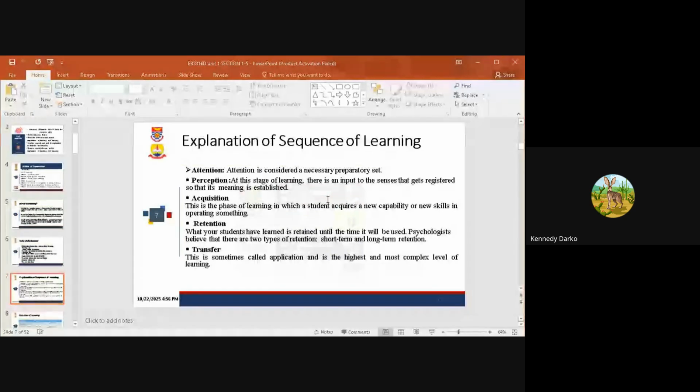And so in terms of application, it's the highest and the most complex level of learning. I need to apply the knowledge I've gotten on a different subject area. Then at the highest level, it becomes so what? Simple as compared to the lower level.